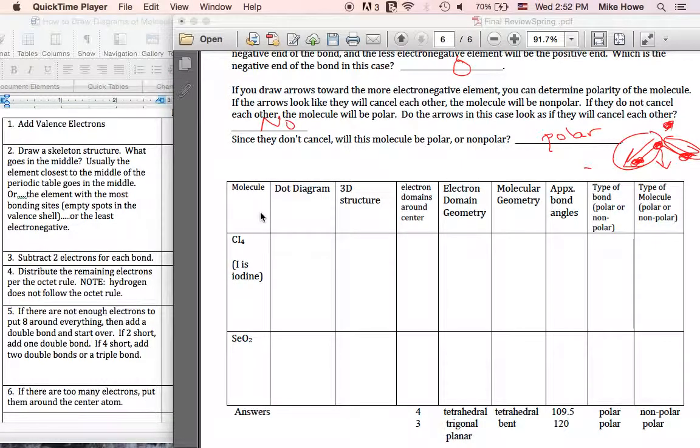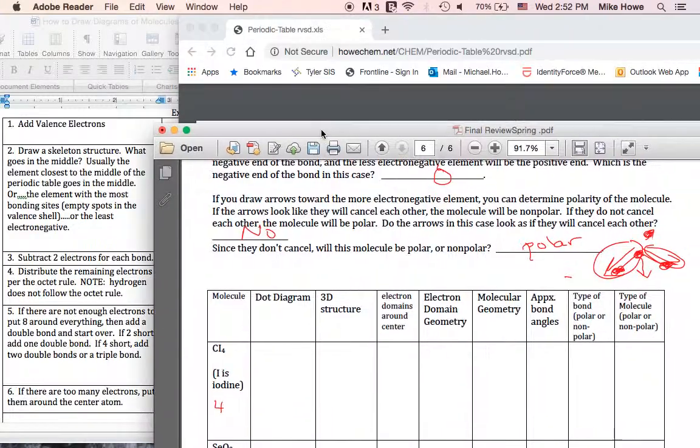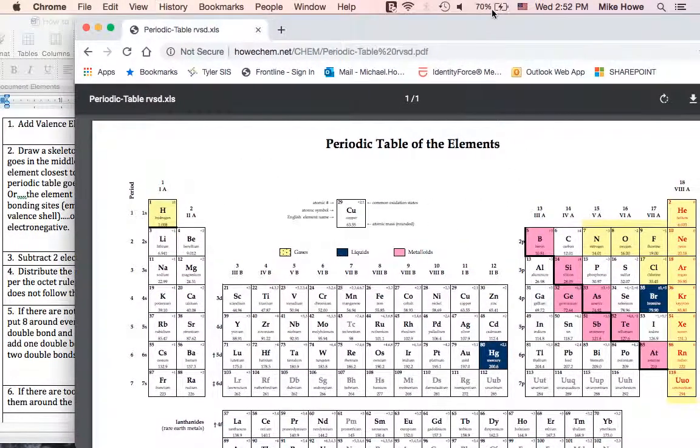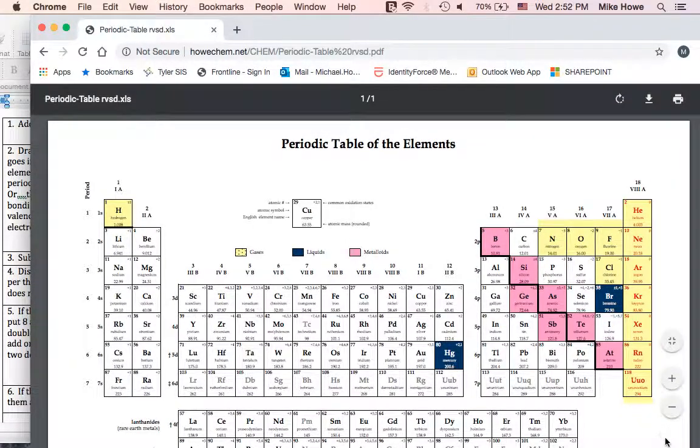So here we go with the actual grid that kind of matches the dot diagrams you did for homework. We're going to try and follow these rules over here. So we add the valence electrons. Carbon is 4. I is iodine. Iodine has 7 valence electrons. So hiding back here is our periodic table. I'll just remind you about that. Carbon has 4 valence electrons.